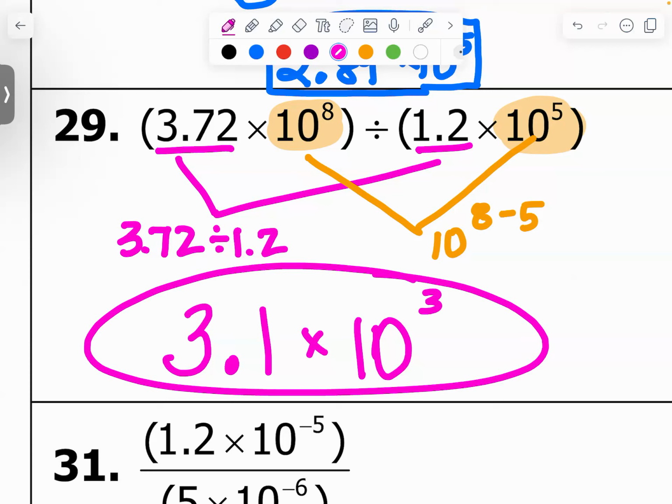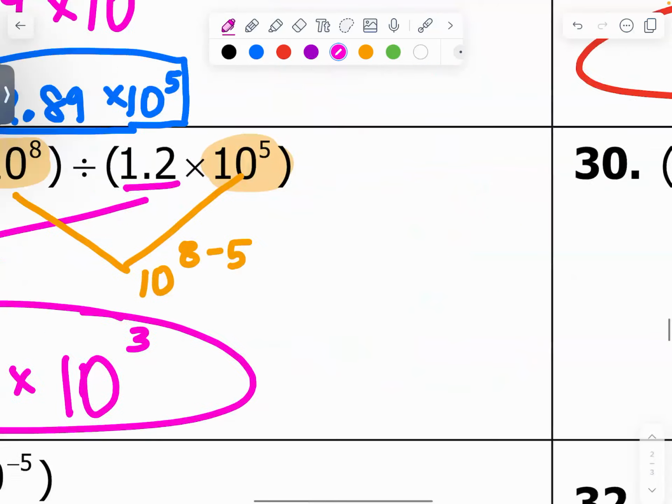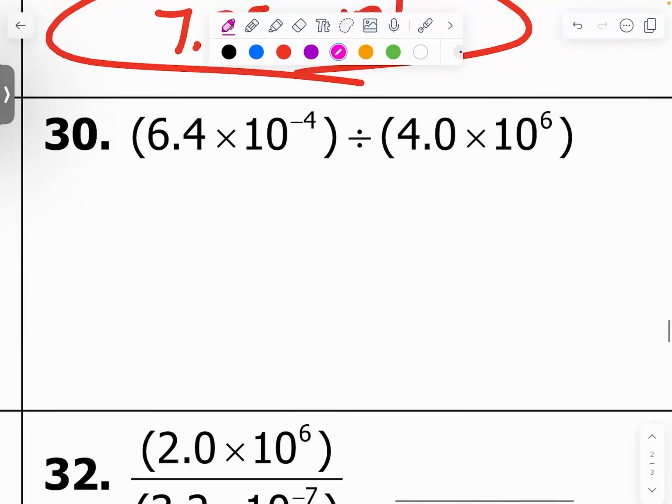Are you confused or are you not? Okay. So since we're dividing, we took 3.72 divided by 1.2. That's simple. Okay, number 30. Make 5. While you're talking, make 5 means make 5. All right. And number 30.